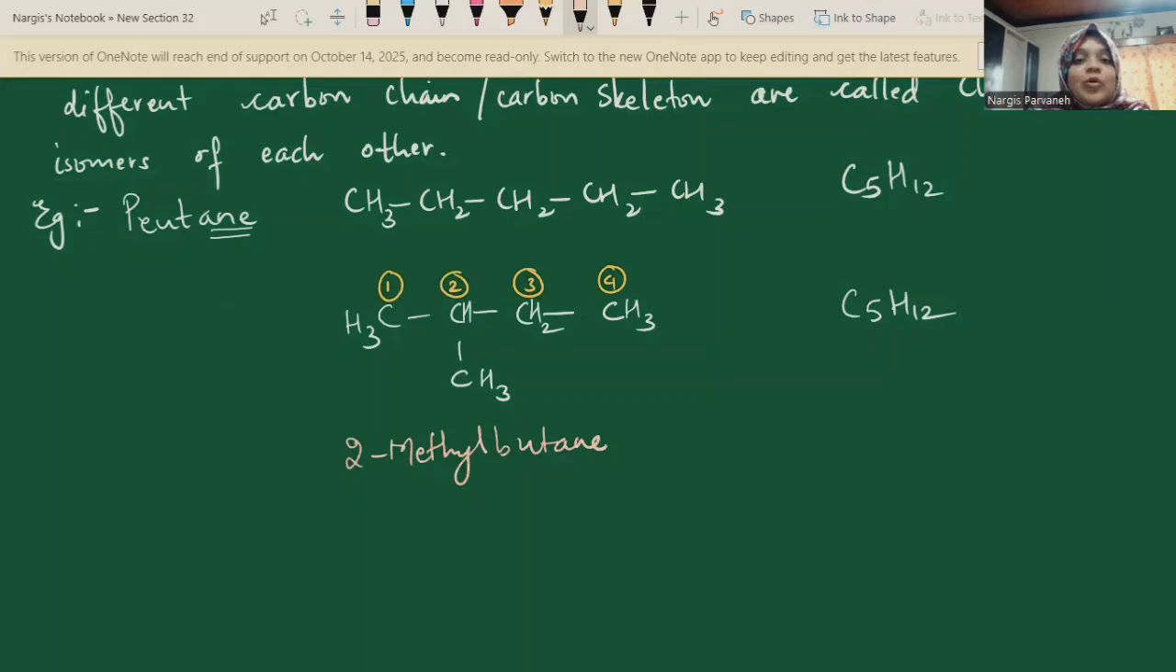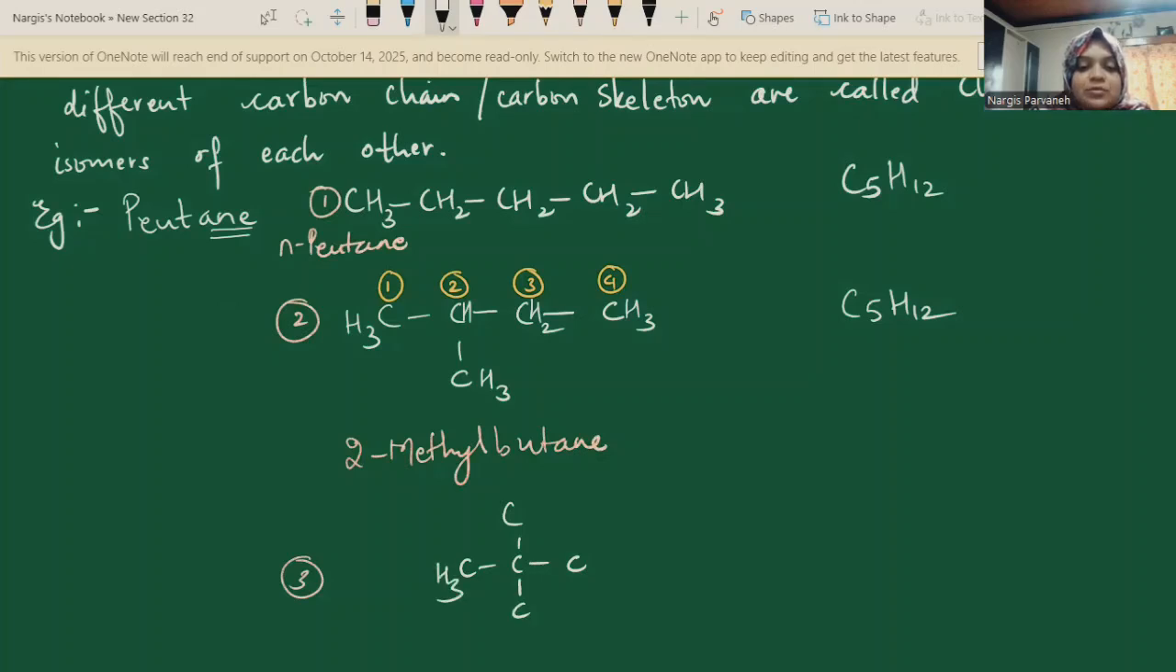This is butane. However, this is n-pentane. The first one is n-pentane. The second one is 2-methyl butane. The third one is what? Please draw the carbon atoms properly.